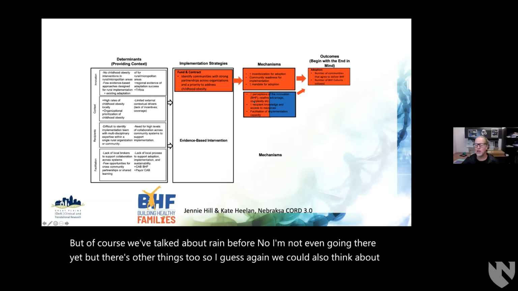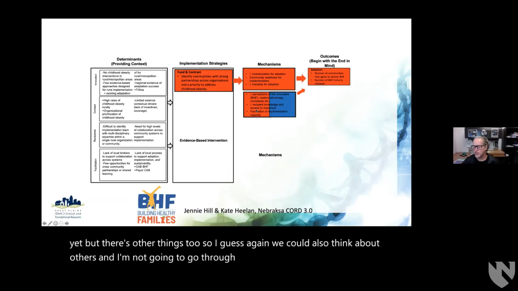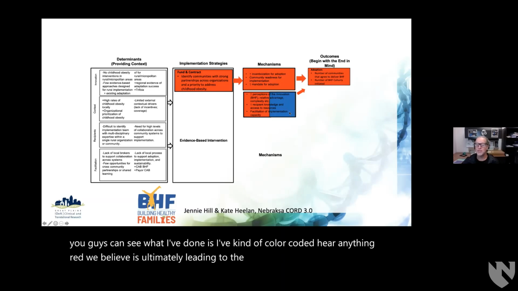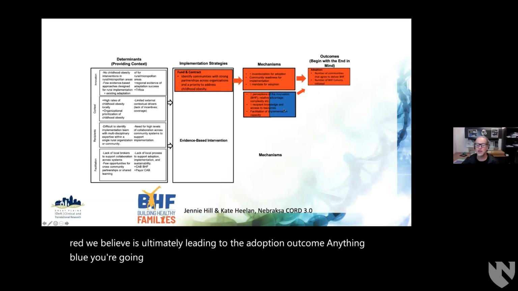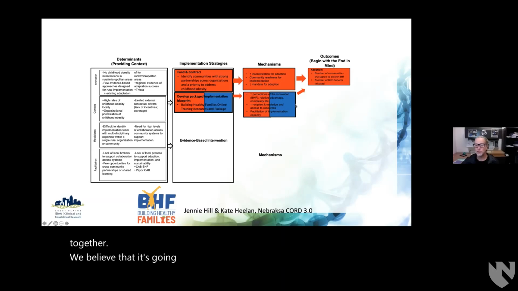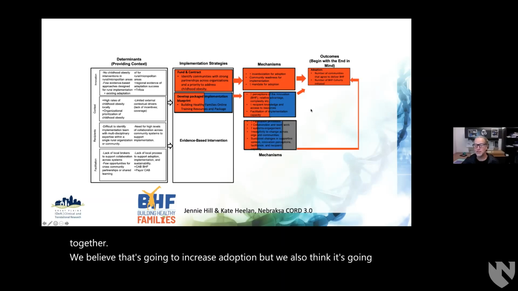And I'm not going to go through each one of these mechanisms, but you guys can see what I've done is I've kind of color coded here. Anything red, we believe, is ultimately leading to the adoption outcome. Anything blue, you're going to see in a second here. Remember, this is that packaged blueprint that we put together. We believe that's going to increase adoption, but we also think it's going to hit some of these factors.